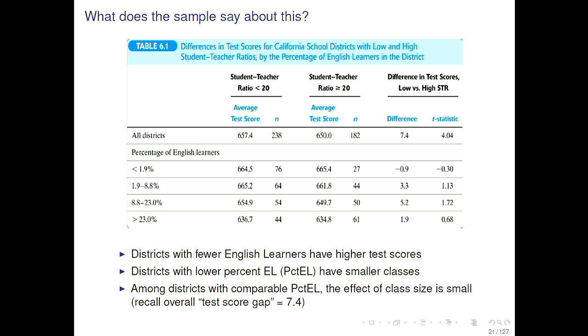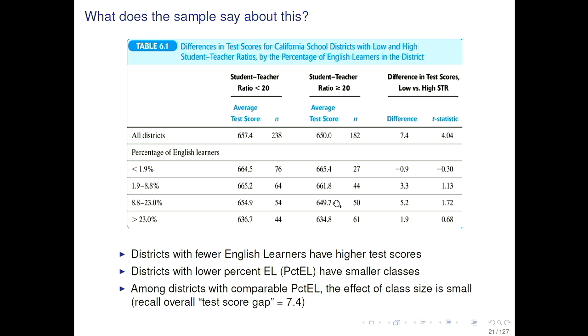Okay, let's look at this table once again, because this table is important to understand the concept of controlling for a new variable. The first bullet point is that districts with fewer English learners have a higher test score. Let's check if this is true. These two are districts with fewer English learners, and they have higher test scores. For small class sizes, 664 and 665 are bigger than these numbers, the test scores for larger English learner shares. So these two numbers are larger than these two numbers.